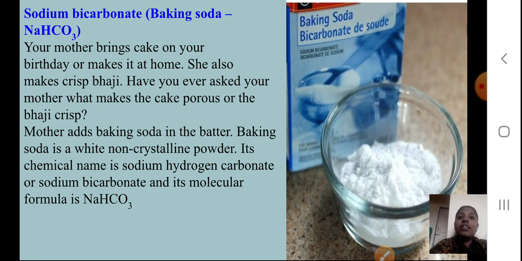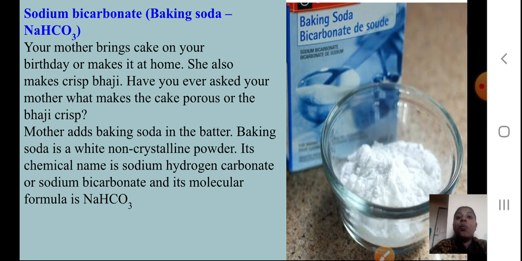Your mother brings cake on your birthday or makes it at home. She also makes crisp bhaji. Have you ever asked your mother what makes the cake porous or the bhaji crisp? Yes, it is because of this baking soda. Mother adds baking soda in the batter.